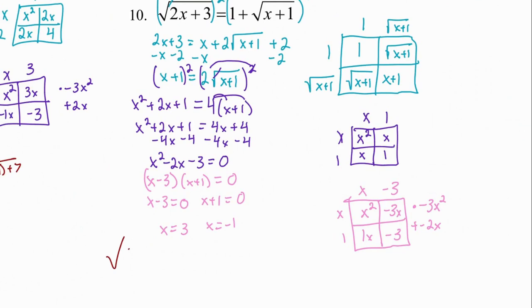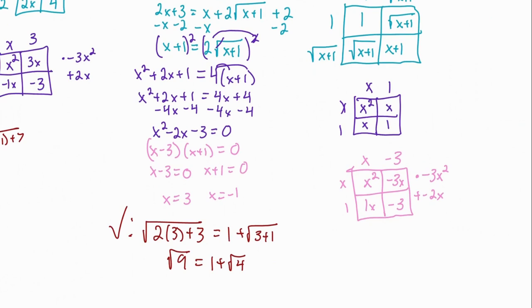Okay, so I'm going to say the square root of 2 times 3 plus 3 needs to equal 1 plus the square root of 3 plus 1. 2 times 3 is 6 plus 3 is 9. 3 plus 1 is 4. So it'd be 1 plus the square root of 4. The square root of 9 is 3. The square root of 4 is 2, so 1 plus 2 is 3, so that one's good.